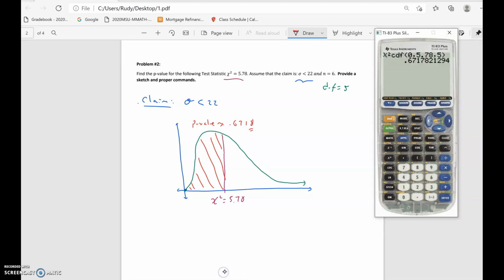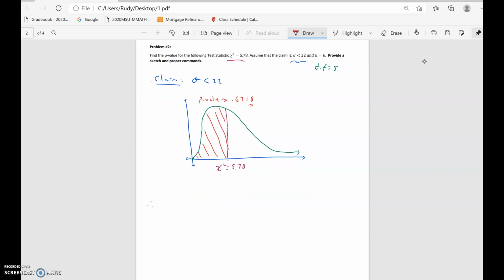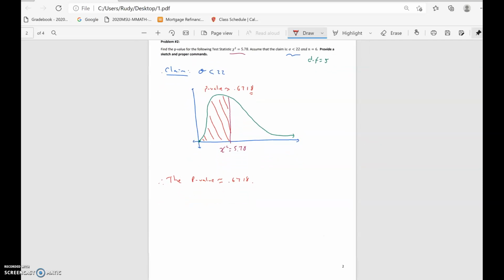So let me put it again. 0.6718 if you round to 4 decimal places. So the p-value is approximately 0.6718.